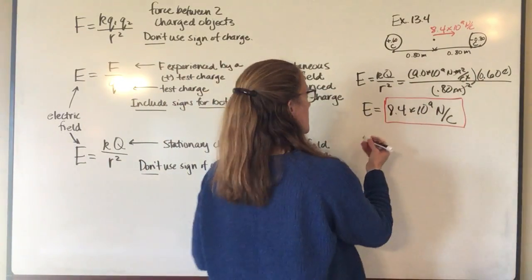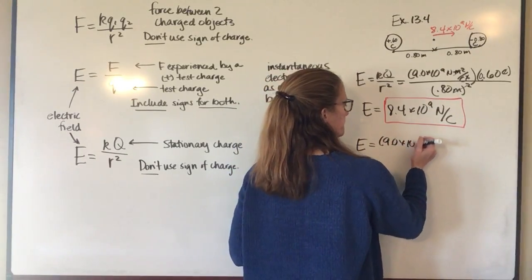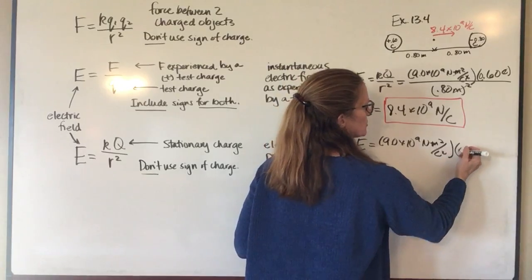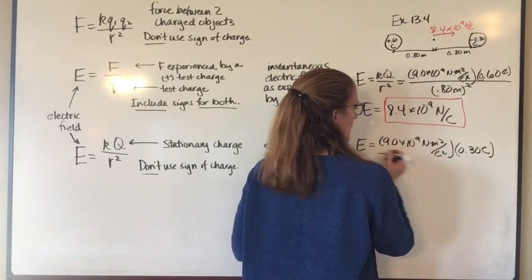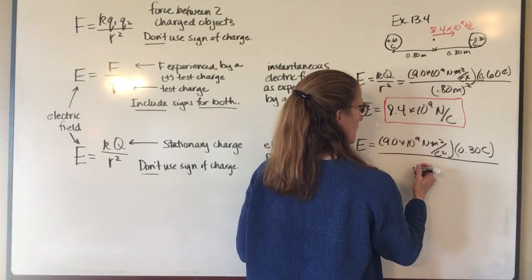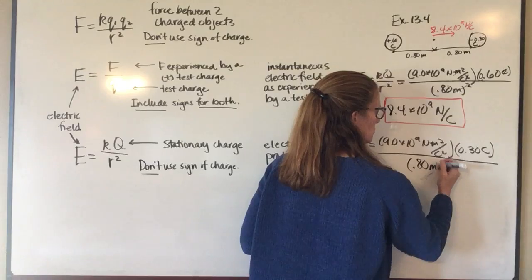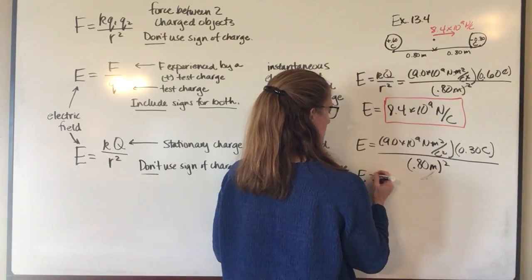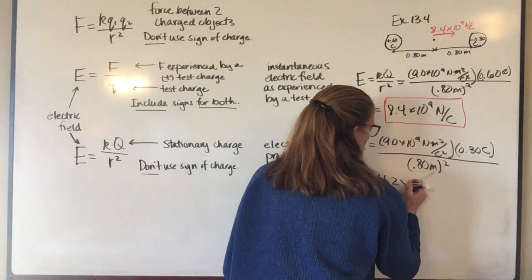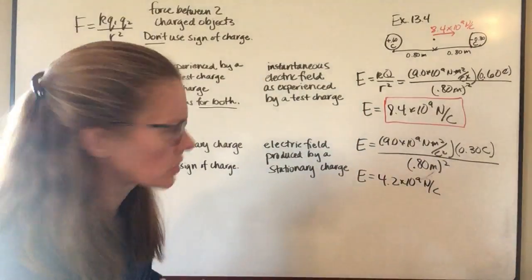Now I need to do exactly the same thing for the negative charge and figure out the electric field from that one. So that one is going to be E equals k times the charge, which is 0.30 coulombs. And again, I'm not using the sign because I don't know for sure what that test charge is going to look like. There isn't even one there right now. Divided by 0.80 meters squared. When I chug those numbers out, that's going to give me 4.2 times 10 to the 9th newtons per coulomb. Okay, so now let's look at this one.